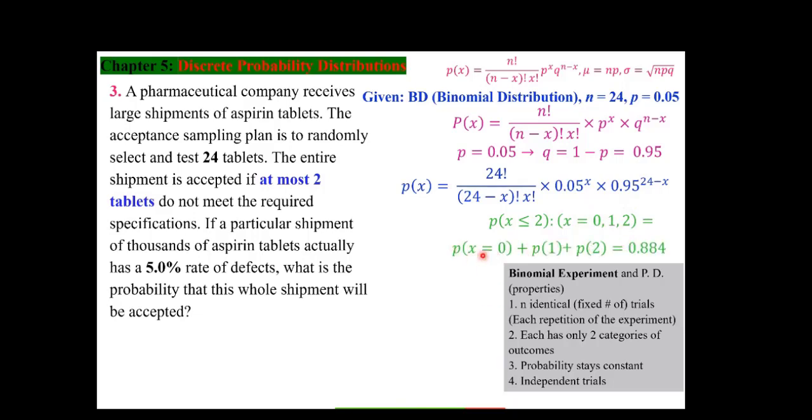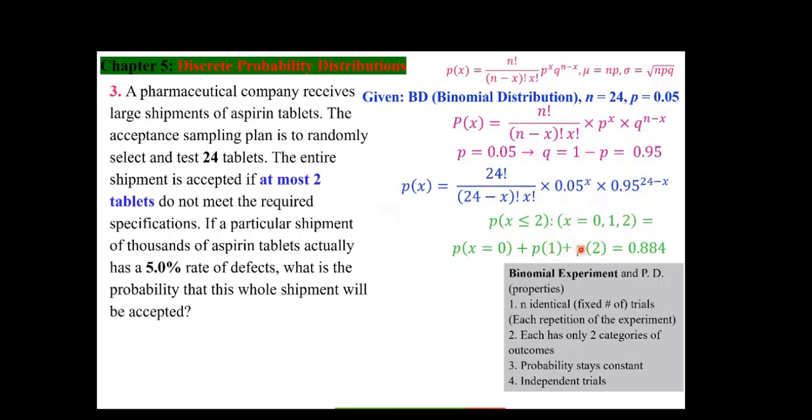By the way, I put here X equals 0, and then I didn't put X here for short, probability of 1, probability of 2. And they add up to 0.884, which of course means 88.4%. They didn't ask for a percent. That's good enough. Now, if you want to go with this formula, you have to plug in 0 calculated, 1 calculated, 2 calculated, add them up.